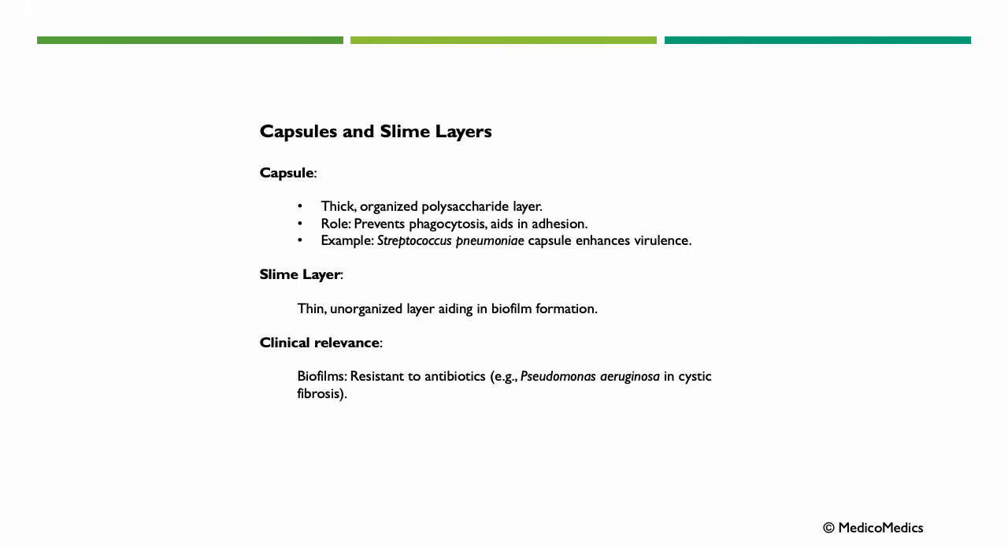Now, capsules and slime layers. So capsules are like invisible cloaks, right, for these bacteria. It helps them to hide from our immune system. And it makes the infections harder to treat. Now, what are some characteristics of this capsule? Well, it is a thick, organized polysaccharide layer. Its role is to prevent phagocytosis, and it helps in adhesion. An example of this is the Streptococcus pneumoniae capsule, which enhances virulence.